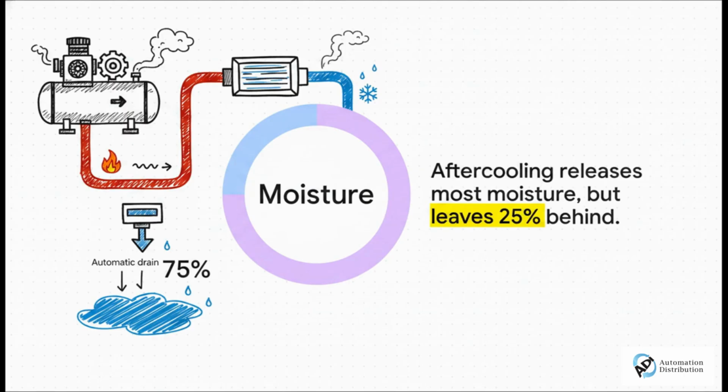And here's the best part. That cooling alone releases 70 to 80% of the excess water vapor as liquid condensate, which you then just discharge via automatic drains. Boom! That's a massive 75% chunk of the problem solved right out of the gate. But your air still remains saturated. You've got about 25% of the moisture left, meaning we absolutely need more protection downstream.